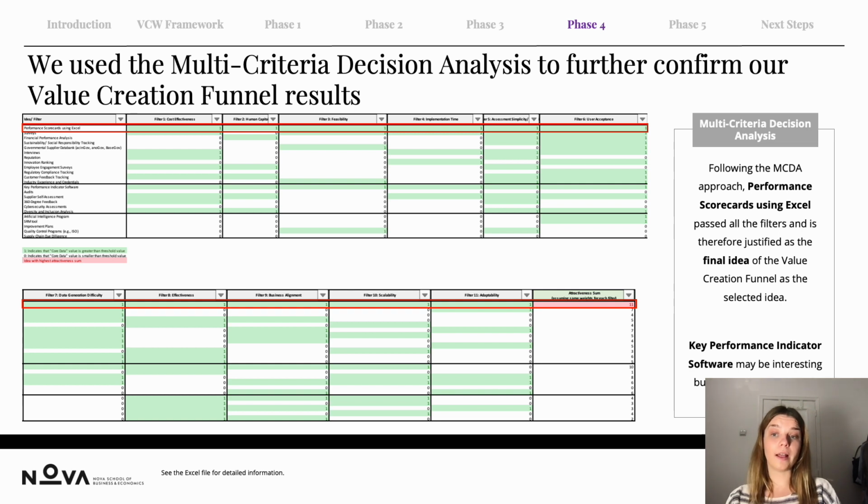So to further validate the results of the value creation funnel, we also applied multi-criteria decision analysis. And our idea of a performance evaluation scorecard again passed all the filters and was thereafter considered the main component of our final solution. As already mentioned, while the idea of a KPI software was quite inviting, it nevertheless failed in the aspect of adaptability and was also quite time and cost intensive.